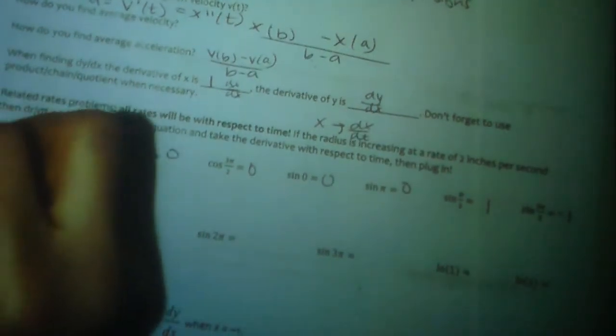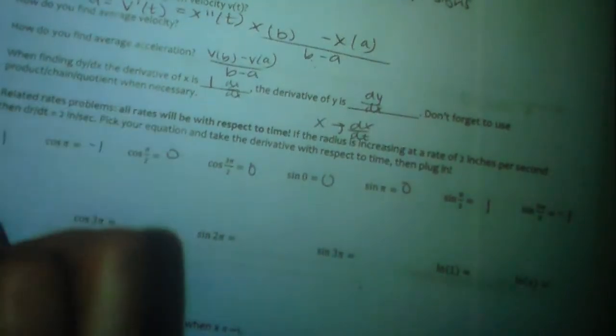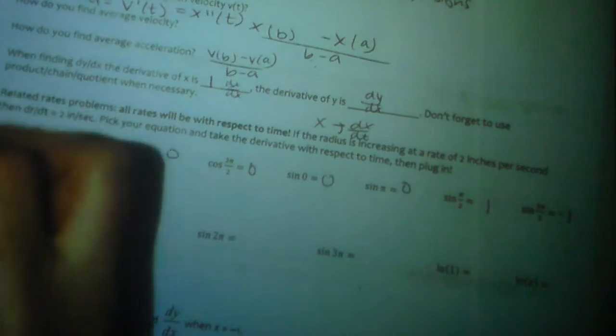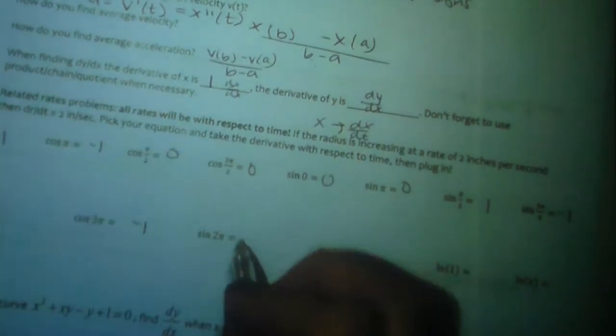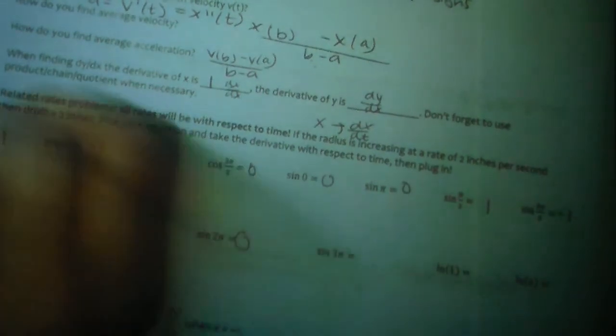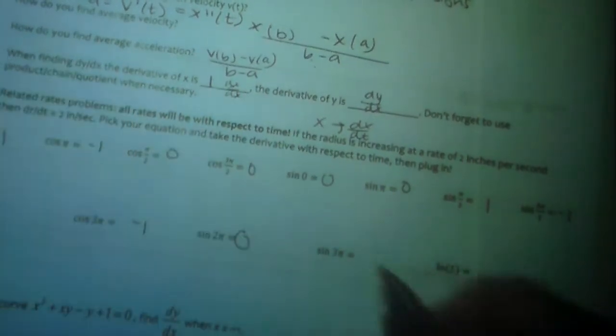Cosine of 2 pi, so that's going around the entire circle, back at 1. 3 pi, that's back at pi. Sine of 2 pi, back at 0. And at 3 pi, sine is 0 here.